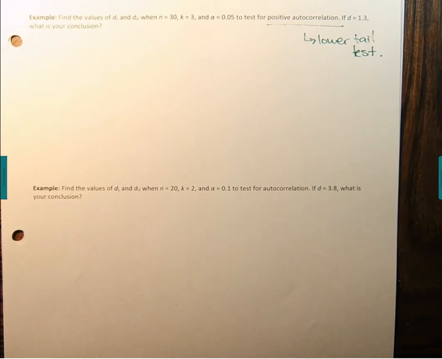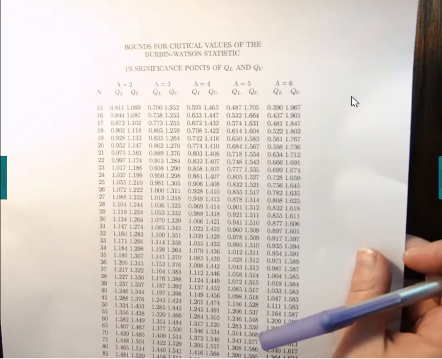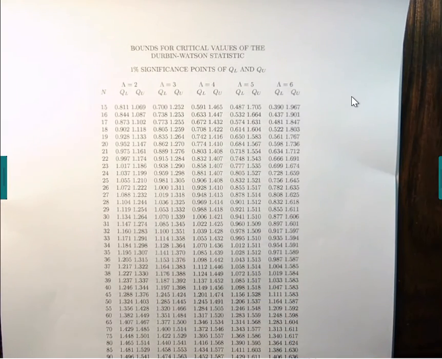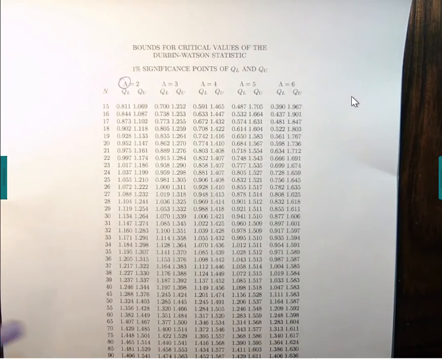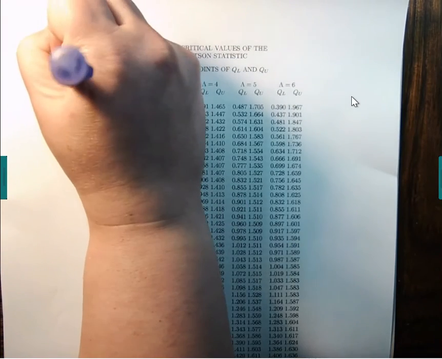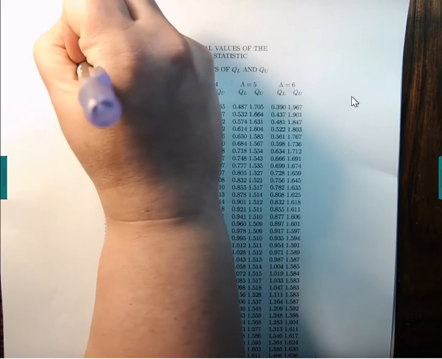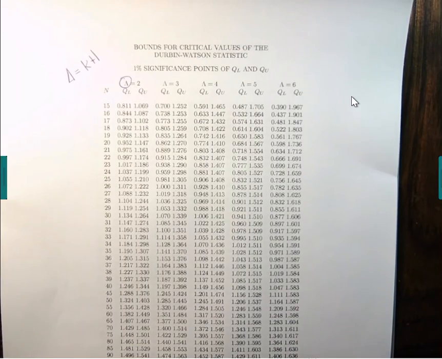In order to do this, we're going to need a table for the Durbin-Watson test statistic to get these lower and upper bounds. All right, so I've got a copy of the table here. Now this is a table that I pulled offline. You'll have a different version of it in your book. It doesn't really matter which version you use. But a couple things to note about the table. Some tables will use a delta instead of the k. If they do, be careful with this. For this particular table, we've got that delta is equal to k plus 1.